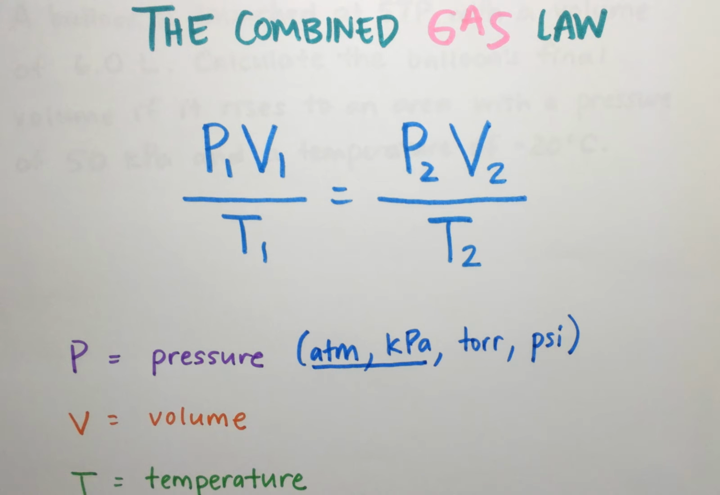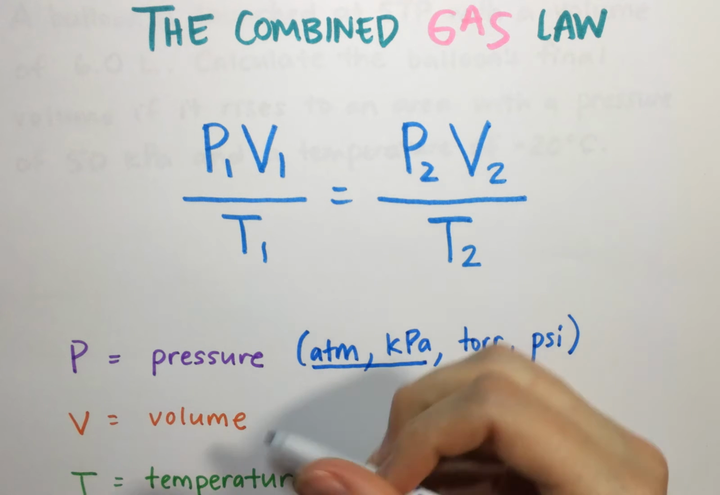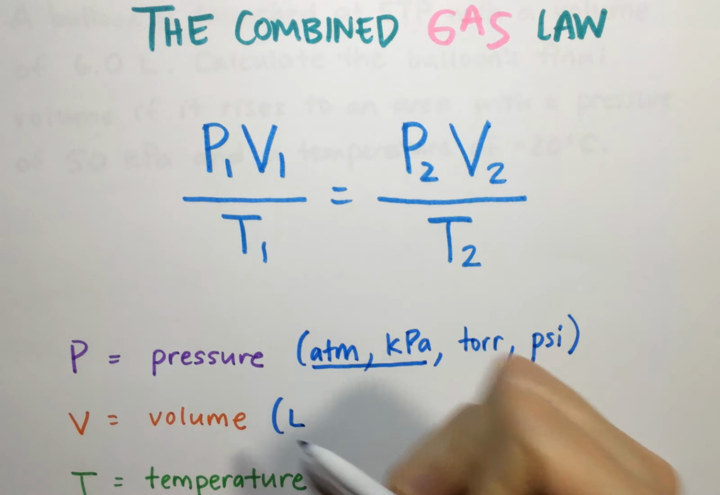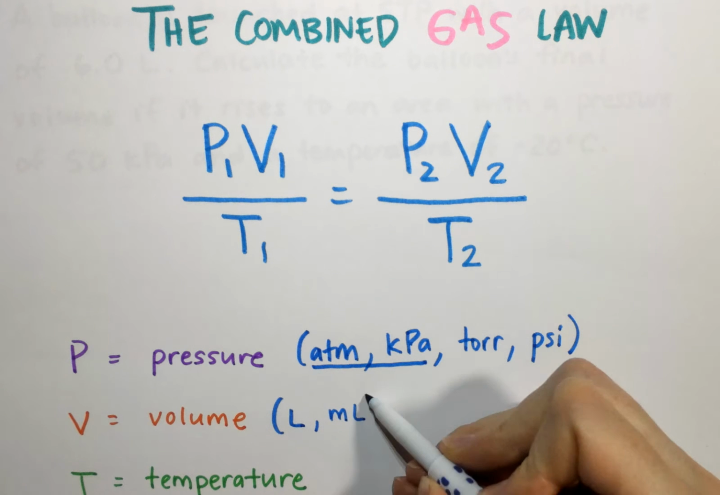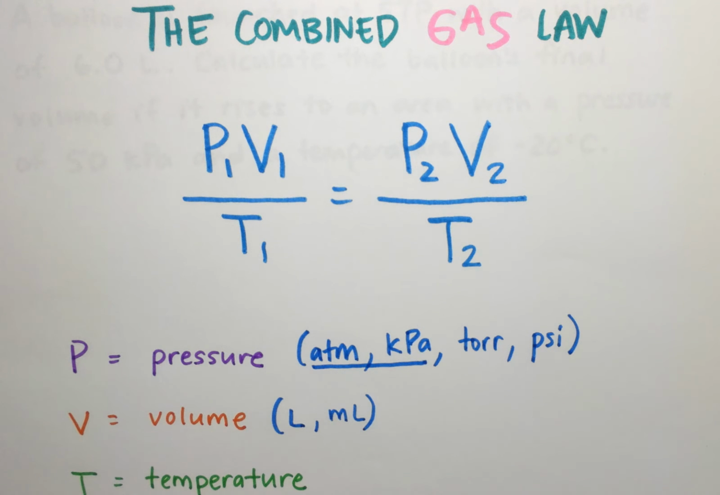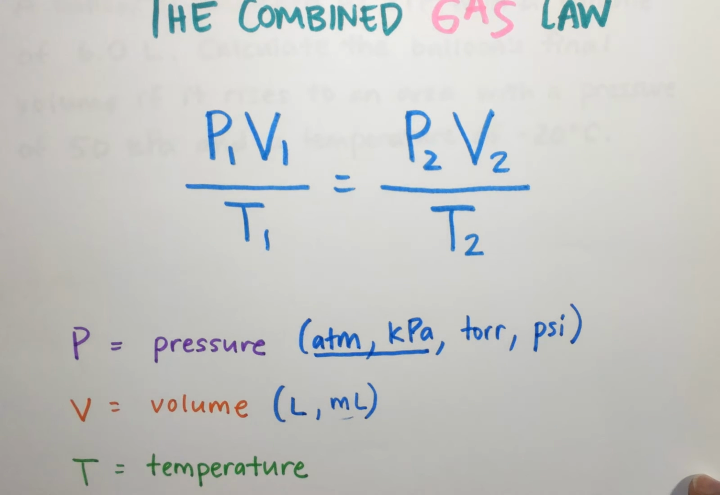Our V is for volume, and most of the time you're only going to see volume reported in liters, like a 2-liter soda bottle, or milliliters, like a 355 milliliter can of soda. So when you're looking through these types of problems, if you see allusions to volume in either one of these units, you know exactly where you're going to be plugging it in.